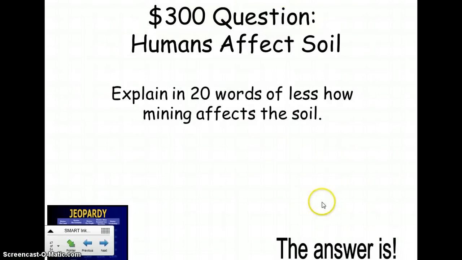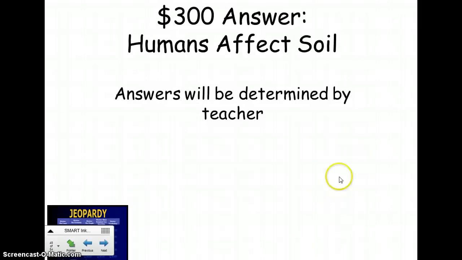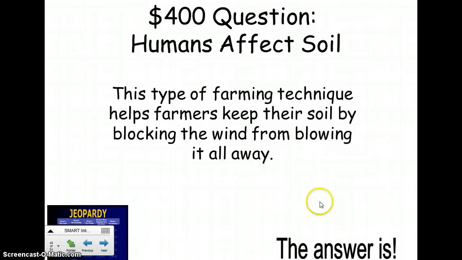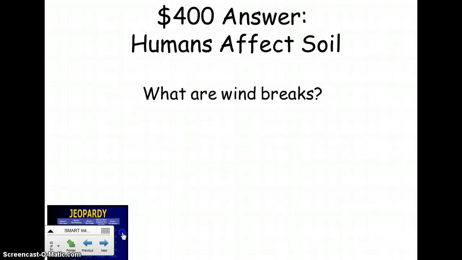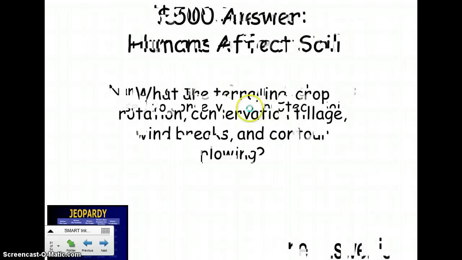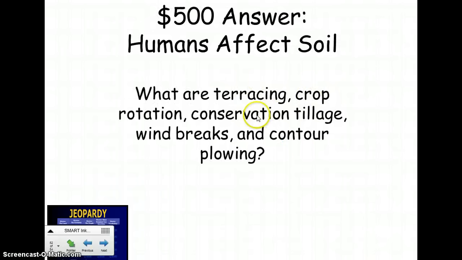Explain in 20 words or less how mining affects soil. That's lots of different things. They basically just dig holes in the ground, big pits, take away the plant cover, and don't allow the soil to stay in place. Humans affect soil. This type of farming technique helps farmers keep their soil by blocking the wind. What is a windbreak? And the last one, 4 of the 5 farming techniques used to conserve and protect soil. We talked terracing, crop rotation, conservation tillage, windbreaks, and contour plowing.